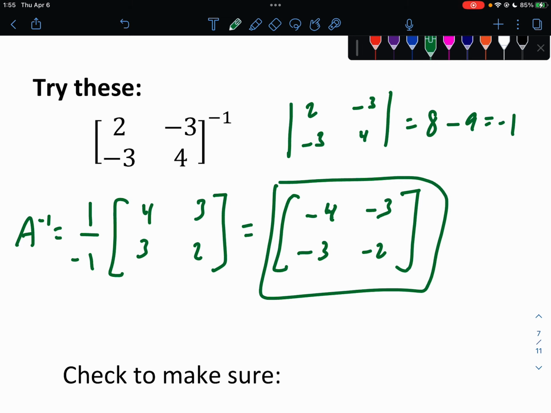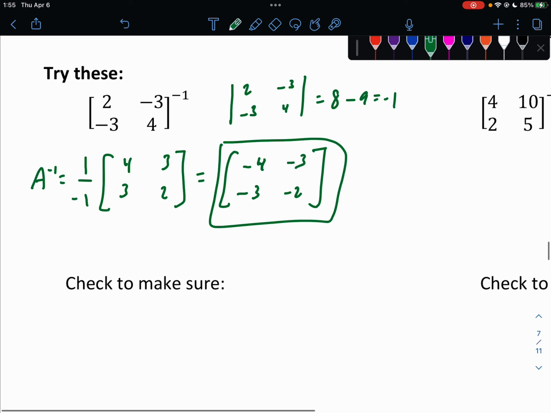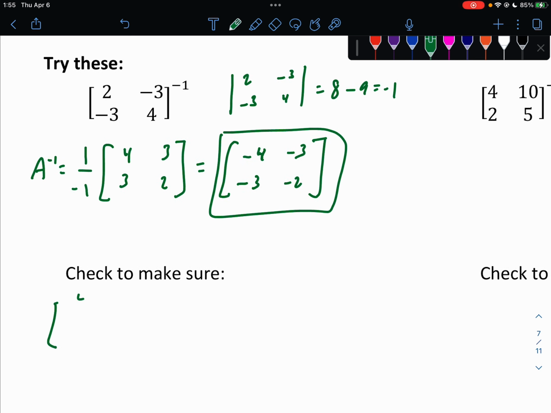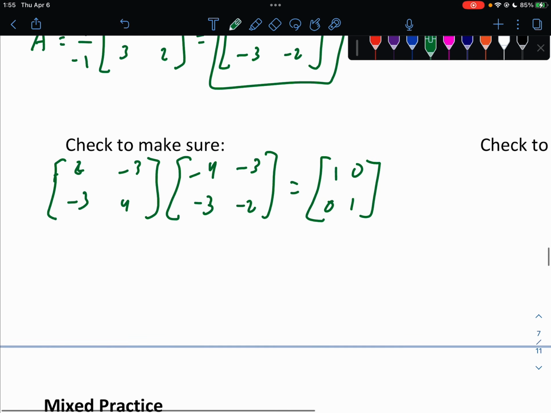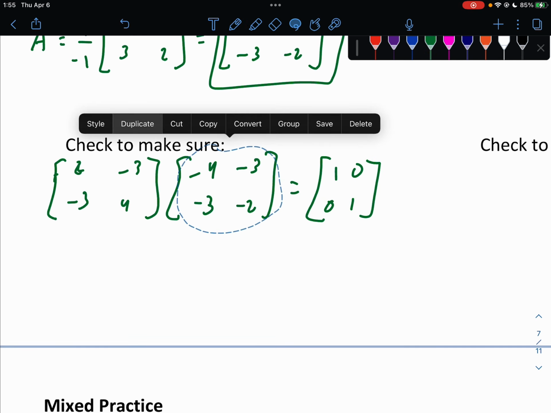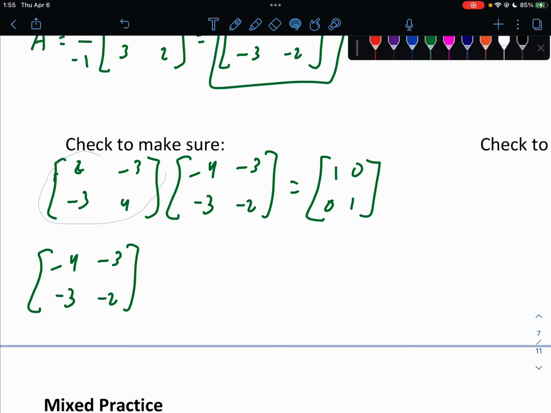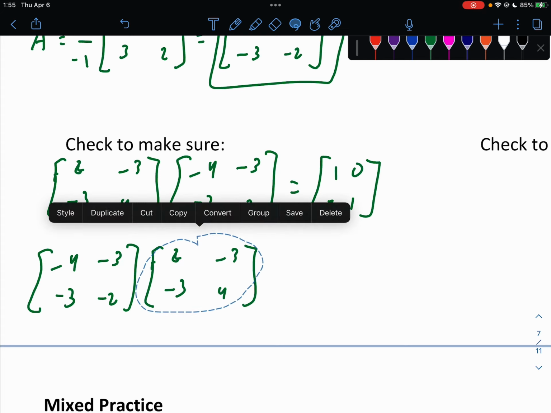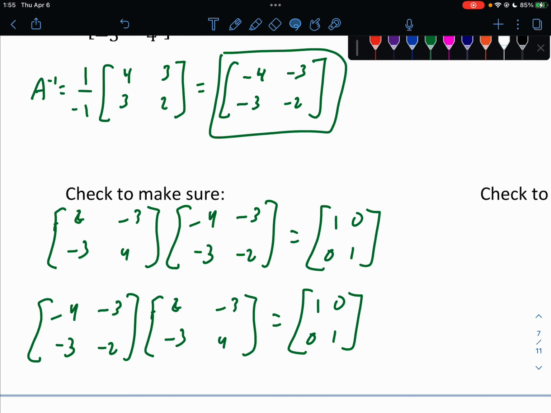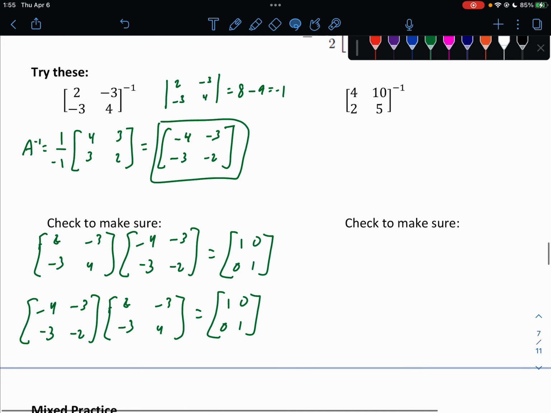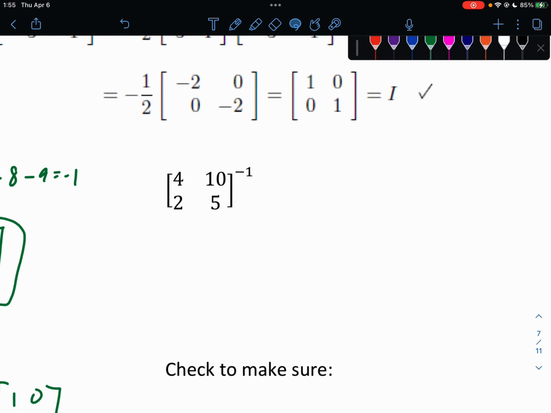All right. To check it to make sure, you simply multiply the original matrix times our inverse matrix. And you should get this. And then you do the same thing, except you do inverse times our original, and you should again get the same thing. All right, you should get the identity matrix both ways. All right, let's take a look at one more.